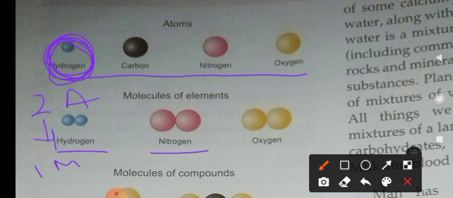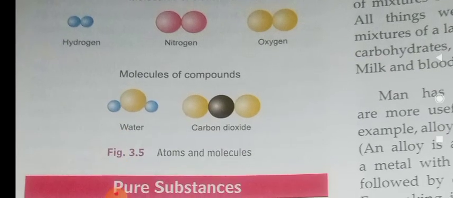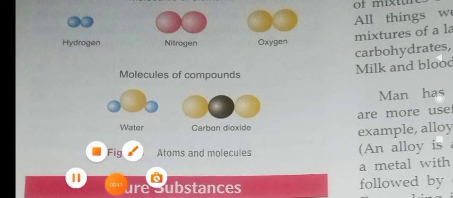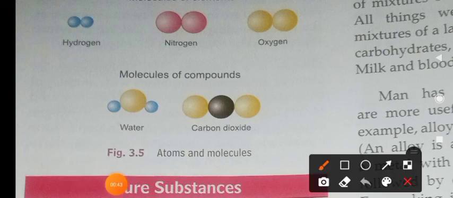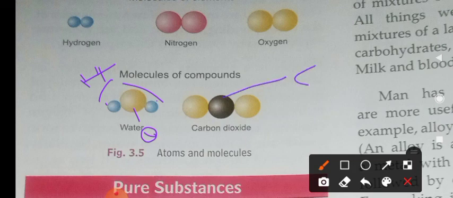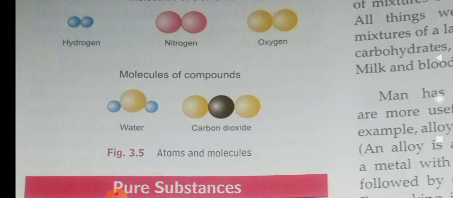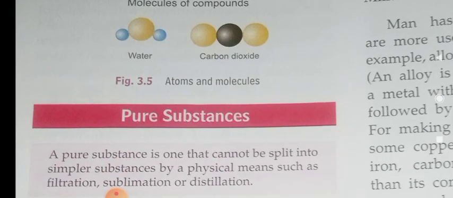Do you understand? The same case here. What about the molecules of compounds? Look here, two molecules of hydrogen. And this is one molecule of oxygen. They combine to form a water molecule. Similarly, one molecule of carbon and two molecules of oxygen combine to form carbon dioxide. This is the graphical representation of atoms, molecules of elements and molecules of compounds. Hope you have understood this clearly, children.